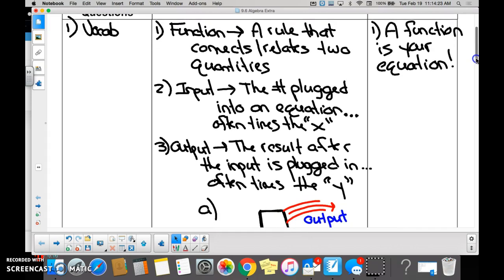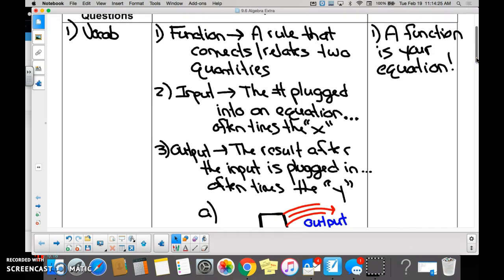So what is a function? Everybody on the count of three, a function is 1, 2, 3. A rule that connects and relates two quantities. The way we're going to connect or relate two quantities is our inputs and our outputs, or our x's and our y's, or our domains and our ranges. Yeah, you guys are smart.